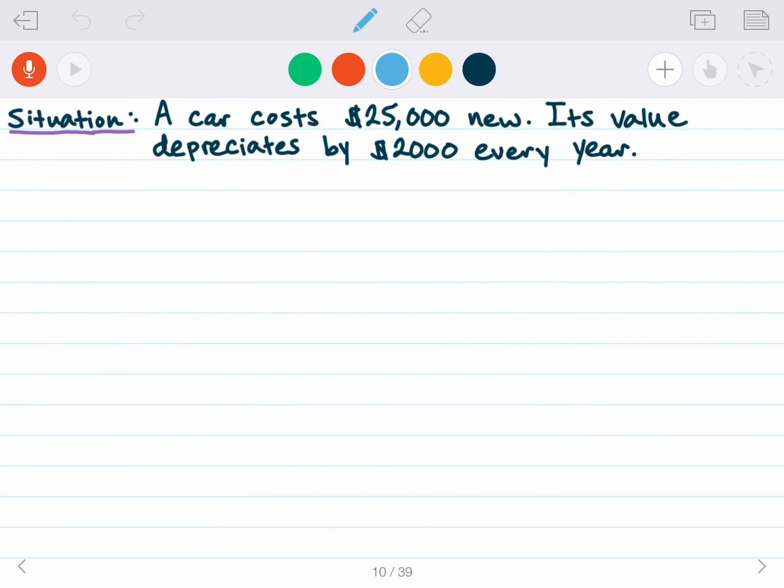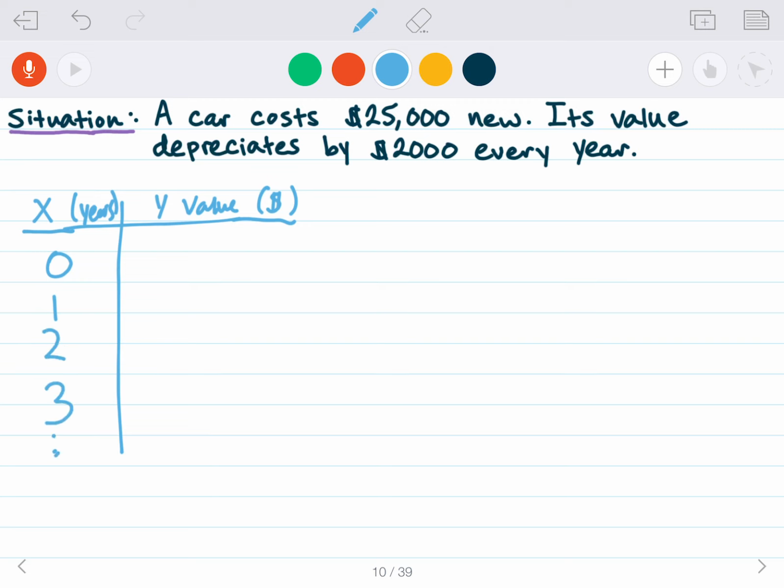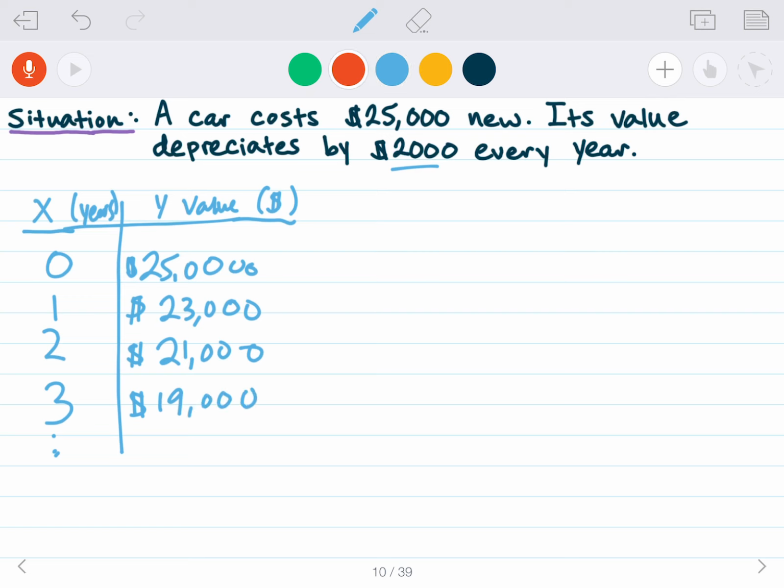All right, let's do this car example. So let's do our xy table. Remember we had x was the years, and y is the value of the car in dollars. So we had 0, 1, 2, 3. We can keep going if we want. At year 0, we know that the car is $25,000. And it depreciates by $2,000 every year. So minus 2,000 from 25,000 is 23,000. Again, minus 2,000 is 21,000. Again is 19,000, and it keeps going in this pattern. We're subtracting 2,000 from each of these. So as x goes up by 1, y decreases by 2,000.